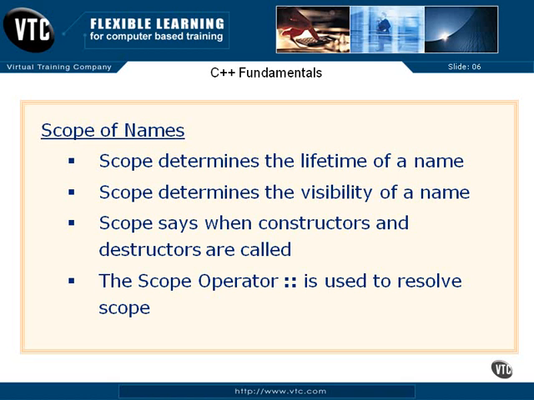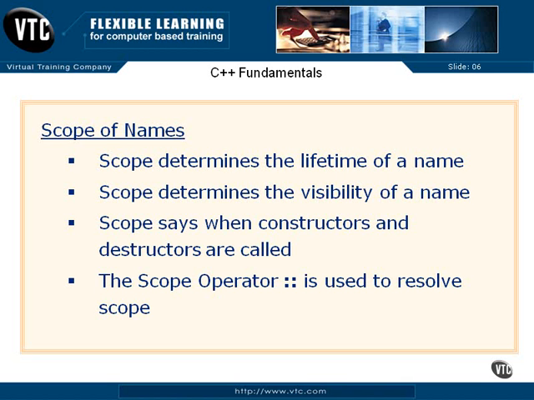Let's take a little bit of time here to talk about scope of names. Scope determines the lifetime of a name, how long something is visible and usable. Scope also determines the visibility of a name, when something is created, when it's then released from memory, and so on. Scope also says when constructors and destructors of a class are called.